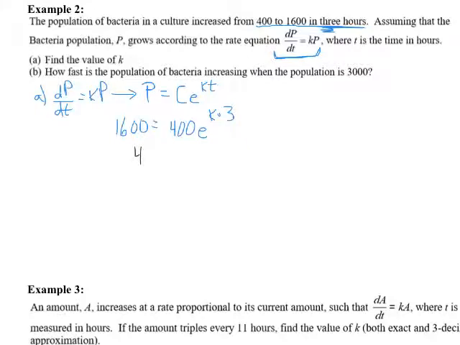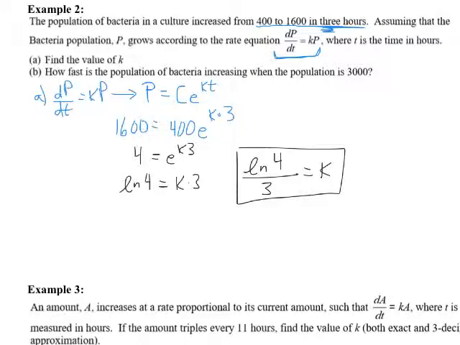So divide the 400 across, and we get 4 equals e to the k times 3. Take the natural log of both sides. Natural log of 4 is k times 3, and finally we get the answer we're after: ln of 4 divided by 3 is equal to k. So we now know the exact value of k. If it asks for an approximate value, we could turn to a calculator and get approximately 0.462.